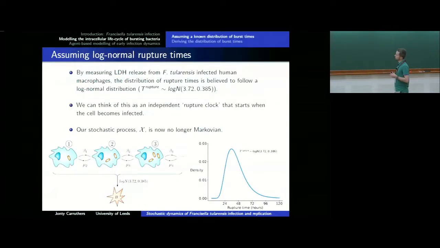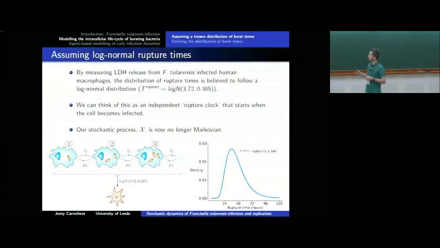So if we look at the first case, where we assume a distribution, there's been some in vitro experimental work that measured the release of this enzyme LDH, which is an indicator of membrane disruption. And some people, again, at Public Health England did some fitting to this data and showed that the distribution of rupture times followed this log normal distribution.